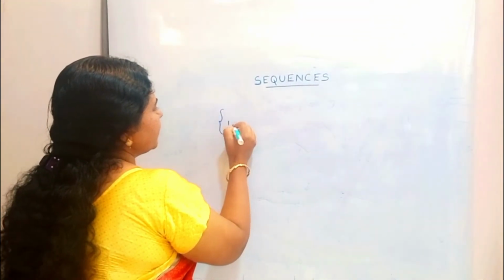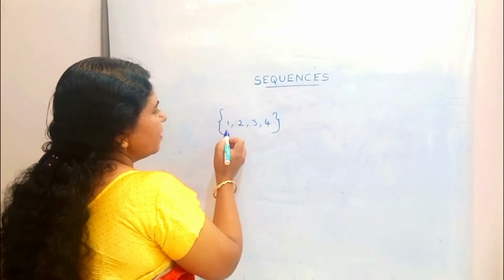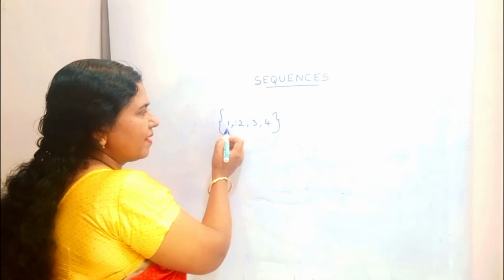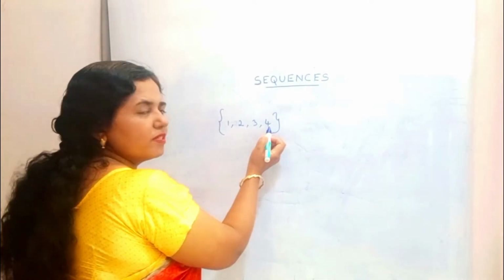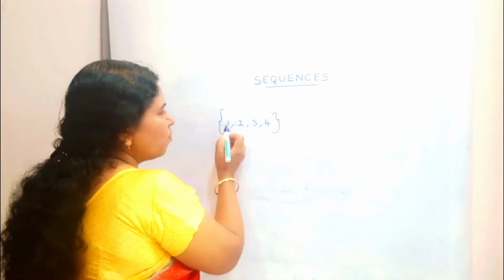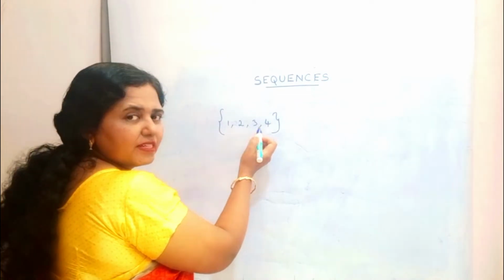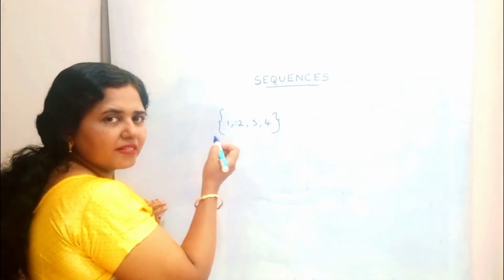Let us consider this: 1, 2, 3, 4. So here this is a sequence. Here 1 is the first value, 2 is the second value, 3 is the third value and 4 is the fourth value. That is, 1 is followed by 2, 2 is followed by 3 and 3 is followed by 4. So in this way we can represent a sequence.